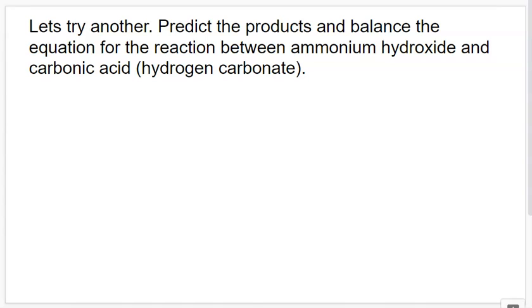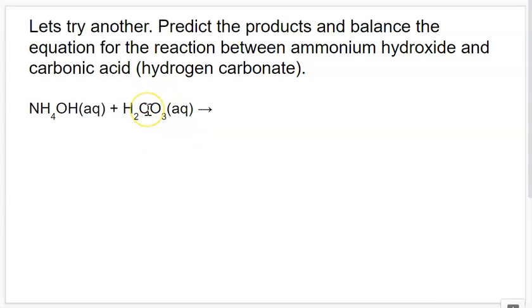All right, let's do one more example. So let's try to predict the products and balance the equation for the reaction between ammonium hydroxide, which is going to be a base since we know it has a hydroxide as an anion, and carbonic acid, otherwise known as hydrogen carbonate. So first let's write out our reactants. So we're going to have NH4OH, that's our ammonium hydroxide, and then our carbonic acid, our hydrogen carbonate, is going to have this formula.